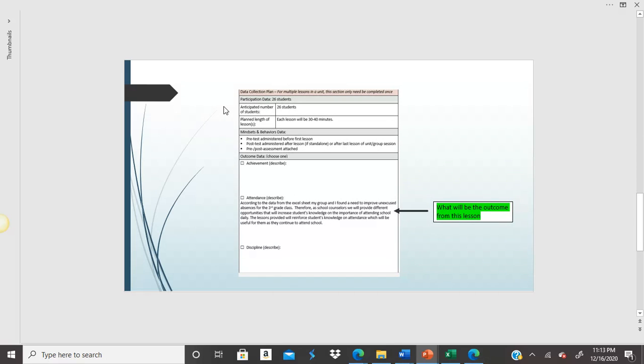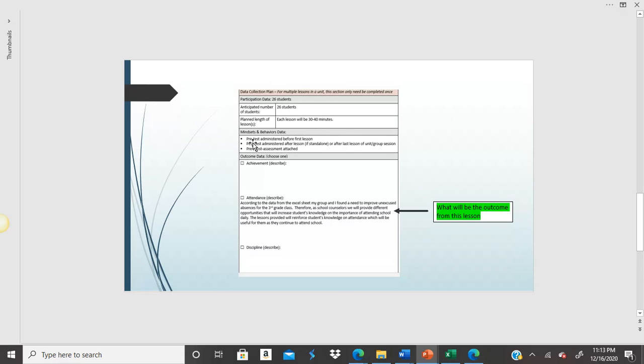And then for participation data, I indicated 26 students. This is just me thinking more of classroom sizes. Plan length of lessons, I indicated 30 to 40 minutes. I'm just thinking how long classes really are. So that's what I based my time frame around. It will look different for everyone.